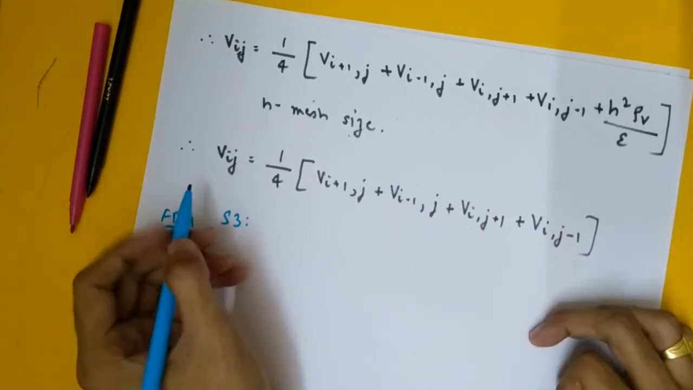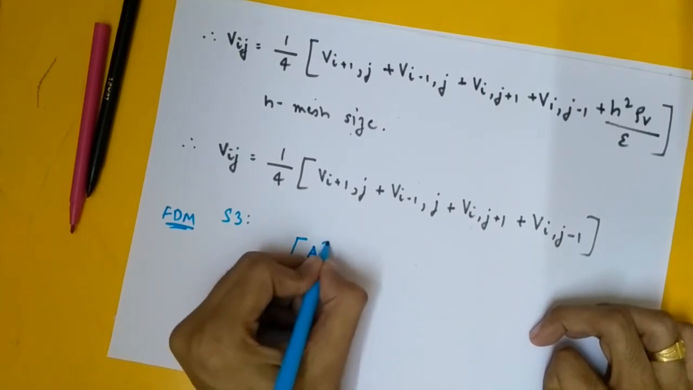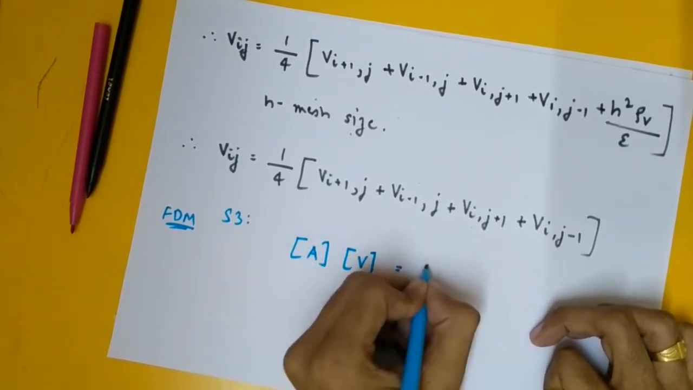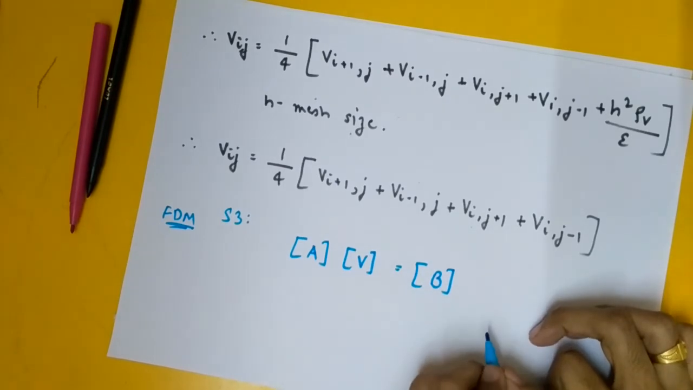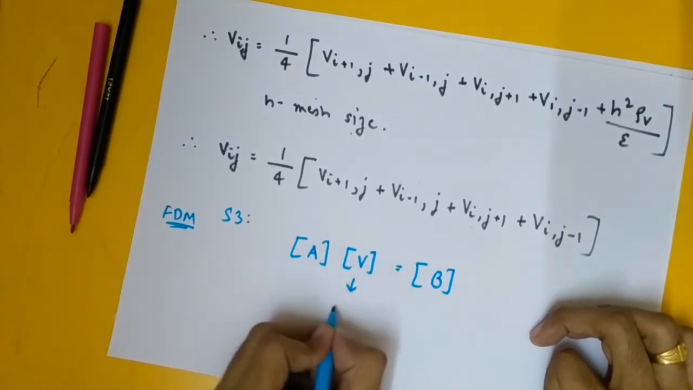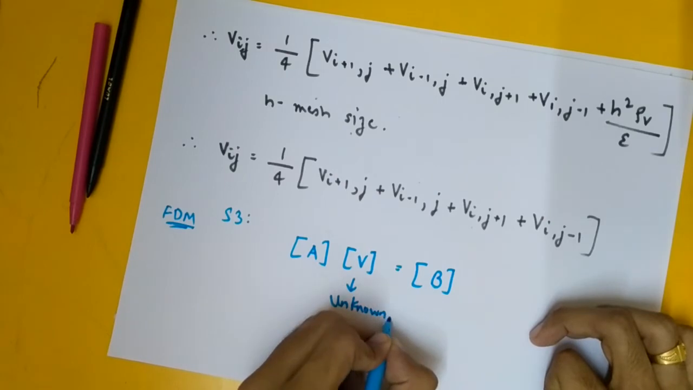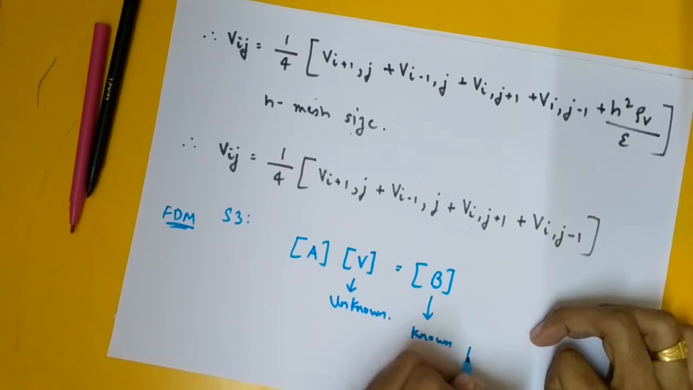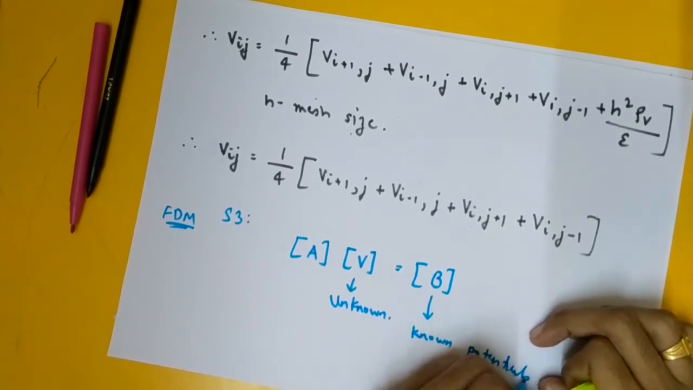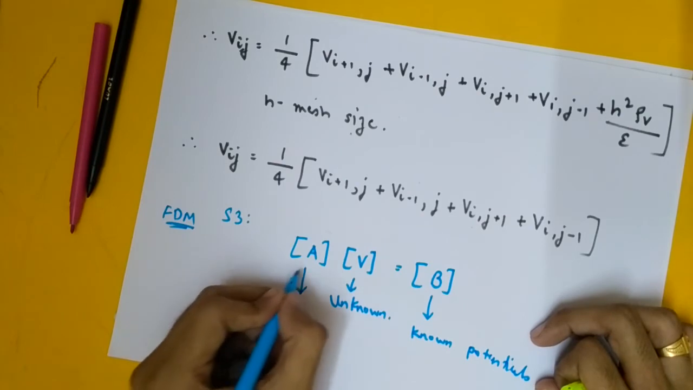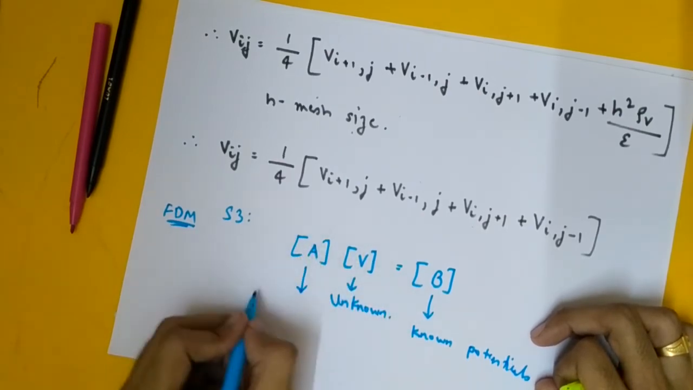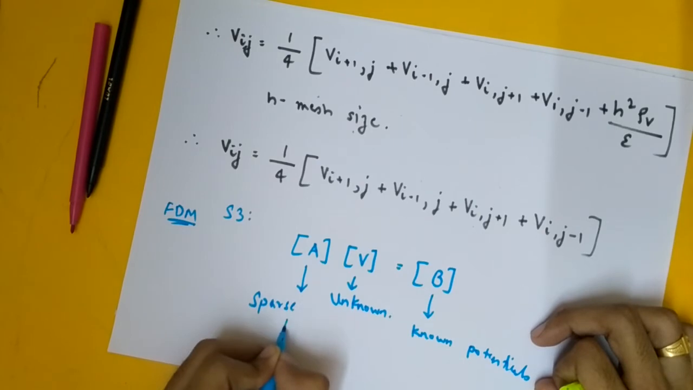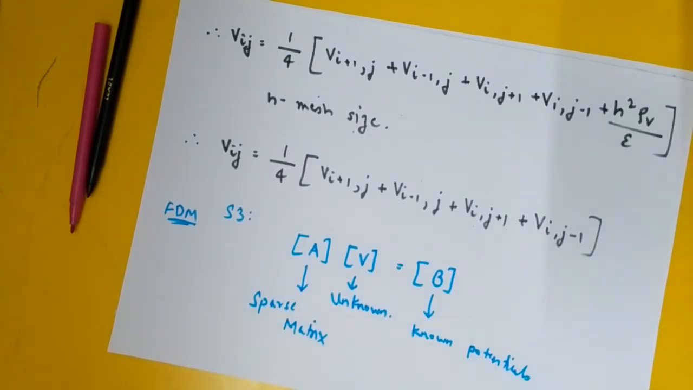So finally what you will get are matrices, A V equal to B. Okay, so this V will be what? The unknown to be found out. And this B, whose potential is known, as I said some potential should be known, so this will be the matrix containing known potentials. And if you observe, the A matrix that comes will be a very sparse matrix. Sparse matrix means what? Mainly it will have 0 terms.